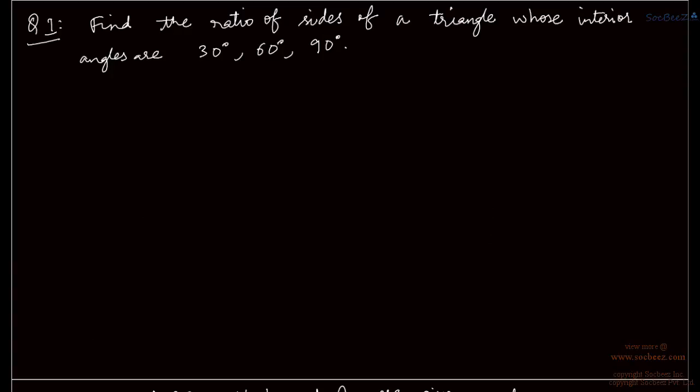solving questions. So the first question is a very straightforward one. It says find the ratio of sides of a triangle whose interior angles are 30 degrees, 60 degrees and 90 degrees. Now all the angles are known and we're just supposed to find the ratio of sides. So the easiest formula obviously is the sine rule.